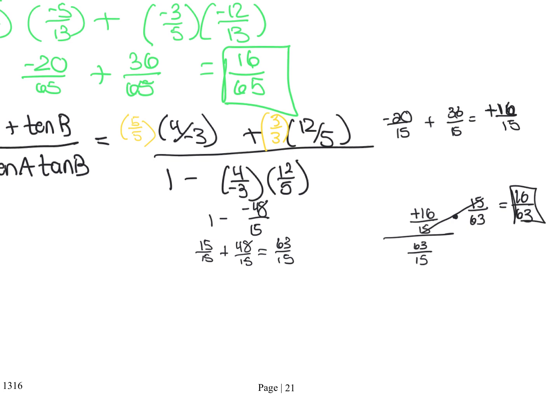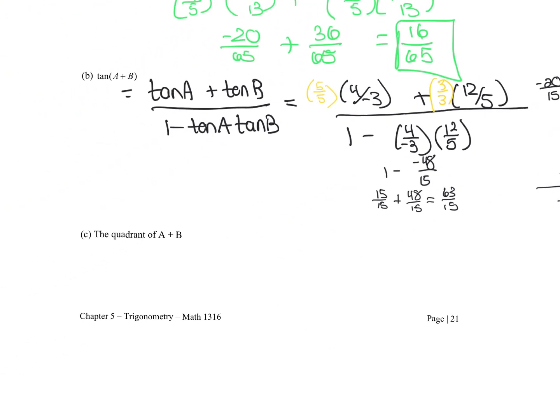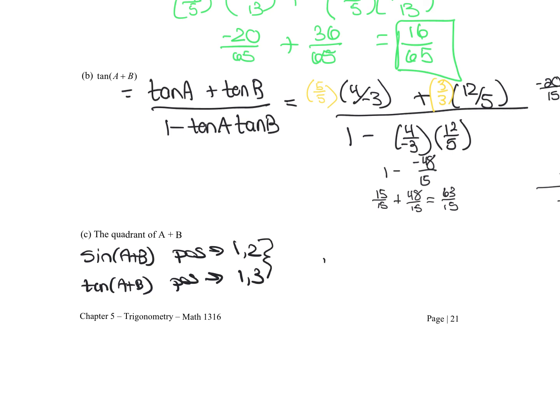The last question, a little bit of thought. It says the quadrant of A plus B. So sine of this angle A plus B was positive. Tangent of this angle A plus B was positive. Tangent is only positive in 1 and 3. Sine is only positive in 1 and 2. Therefore, for both of these things to happen, it must have happened in quadrant 1.